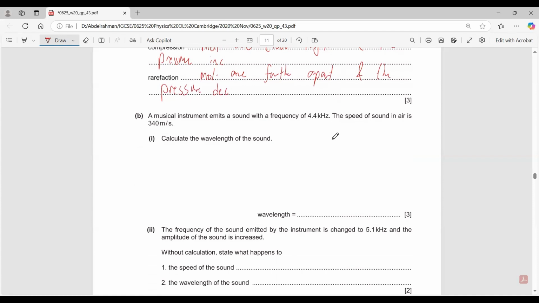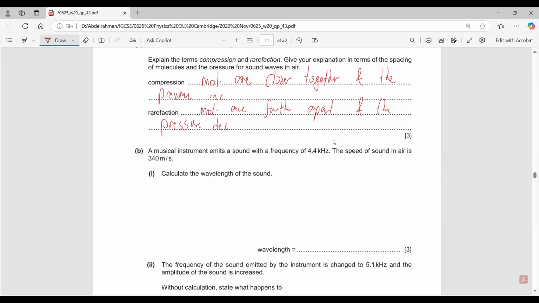A musical instrument emits a sound at a frequency of 4.4 kilohertz. Speed is 340. Can I find the wavelength? Yes, wavelength equals speed over frequency. But I have to take care that the frequency is in kilohertz. So the speed is 340 and the frequency, I have to multiply this by 1000.